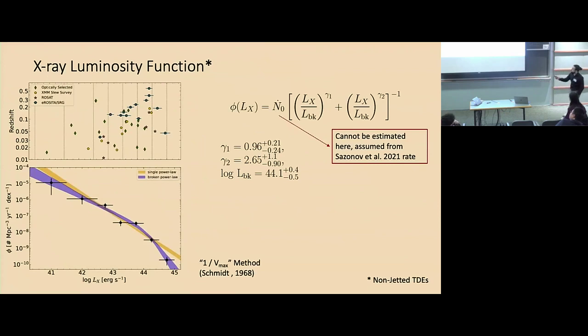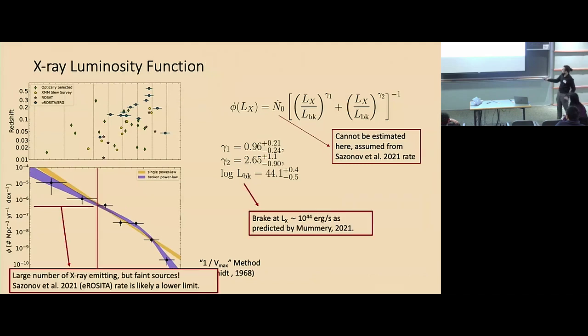One last thing here is that combining our sample with Rosetta, XMM's LU, and Rosetta, we could construct a more finely detailed X-ray luminosity function for our TDs. This is not a survey, so the normalization here is a free parameter, so we renormalize to the Sazonov rate, but the shape can be constrained much better than was done by Sazonov because we have much fainter sources and a more extended luminosity range. We show that the luminosity function is better fitted by a broken power law than a single power law, and this break is around 10 to the 44 here.